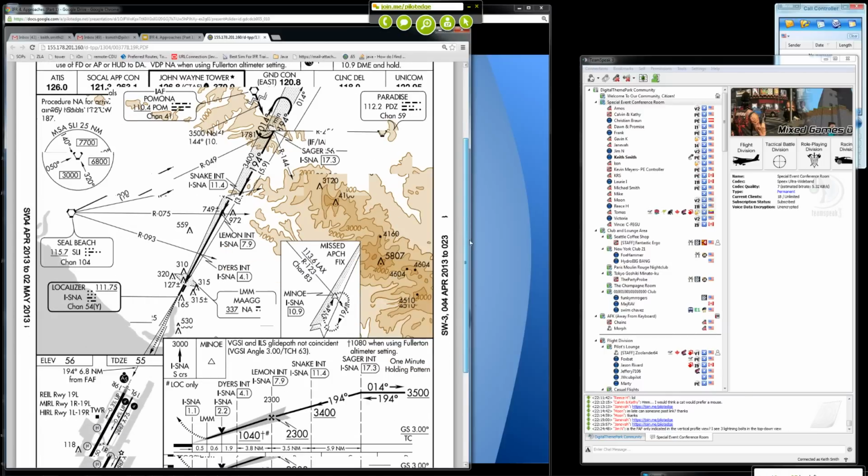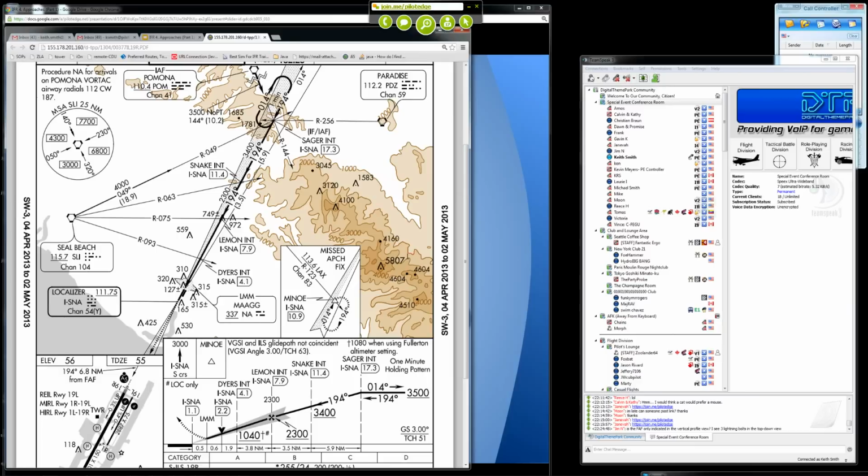So Jim had a good question. Is the final approach fix only indicated in the vertical profile view? I see 3 lightning bolts in the top-down view. That's a wonderful question, and it is also actually a shame that they use the lightning bolt in the top-down versus here. What the lightning bolt means up here is entirely different than the lightning bolt down here.